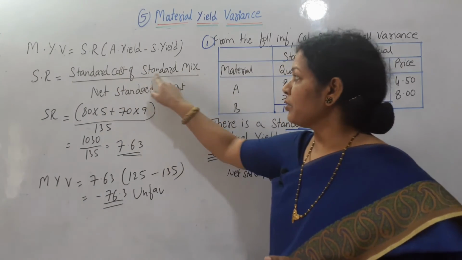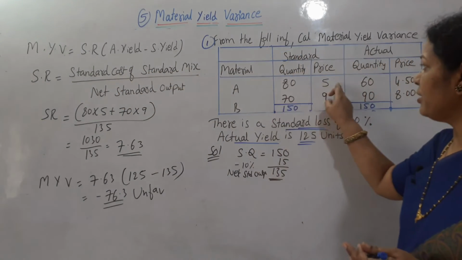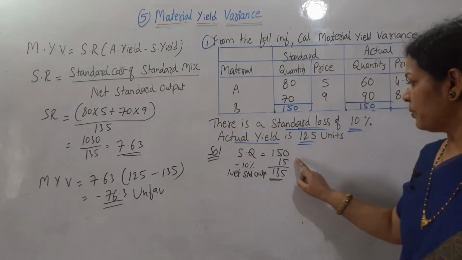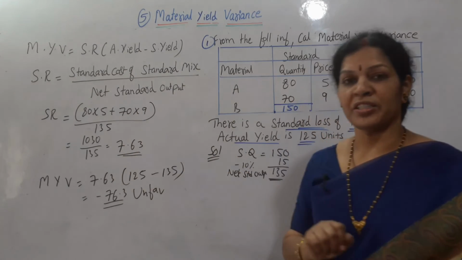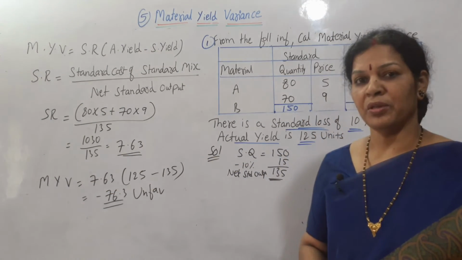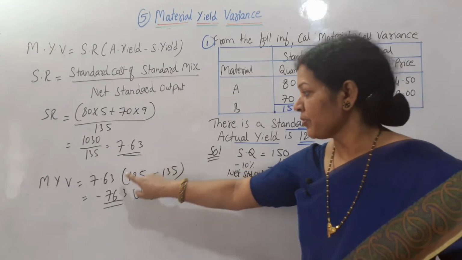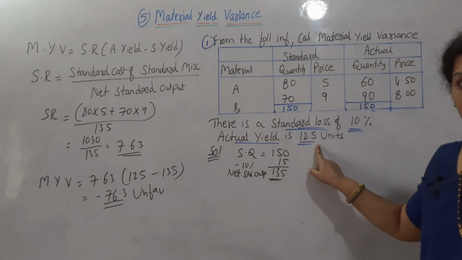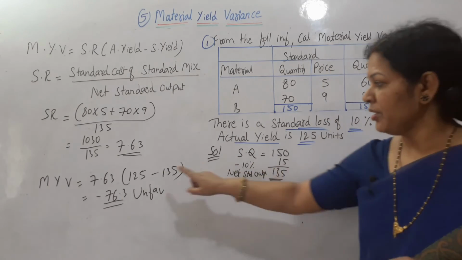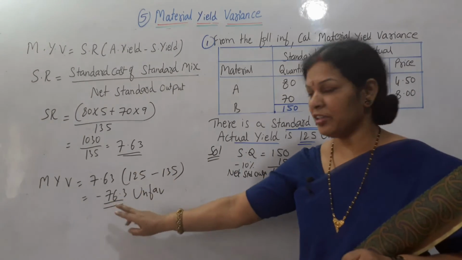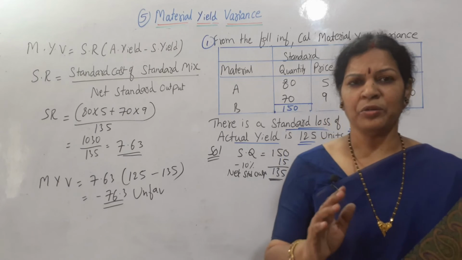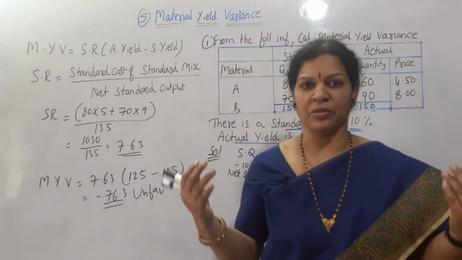How do you get the standard rate? Standard cost of standard mix, which is 80 into 5 plus 70 into 9, divided by net standard output, which is 135. So you got 7.63. Once you get it, apply it in the formula. Material yield variance equals standard rate 7.63 into actual yield, 125, minus standard yield, 135. You got 76.3. This is minus, meaning unfavorable. That's it. I don't think one more problem is required for calculation of yield variance.